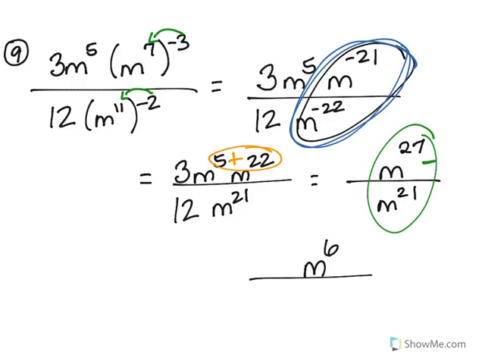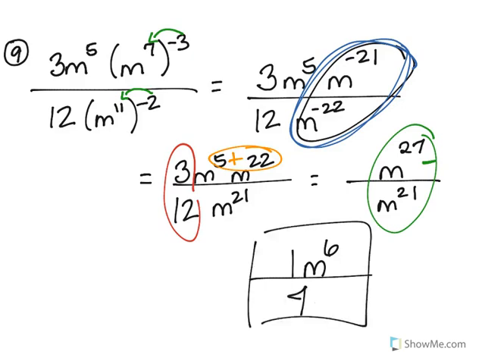Now, deal with the 3 and 12. 1/4. Y'all see that? You just reduce it like a fraction. That's just 1/4. Now, since you have an m on top, you don't have to write the 1. It's kind of understood. Does that make sense? But either is correct: m to the 6 over 4, or 1m to the 6 over 4. Do y'all see that? Okay.